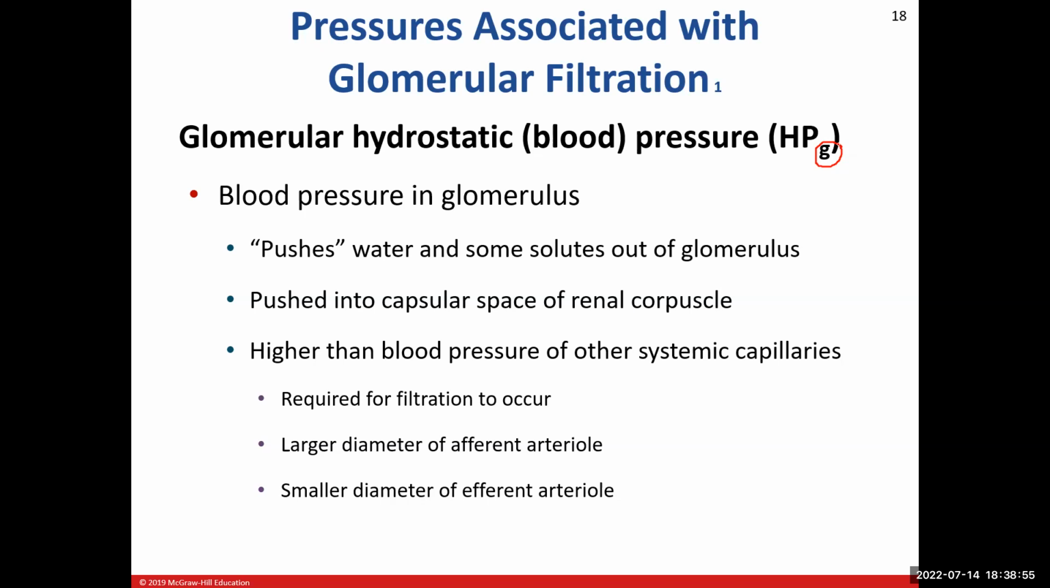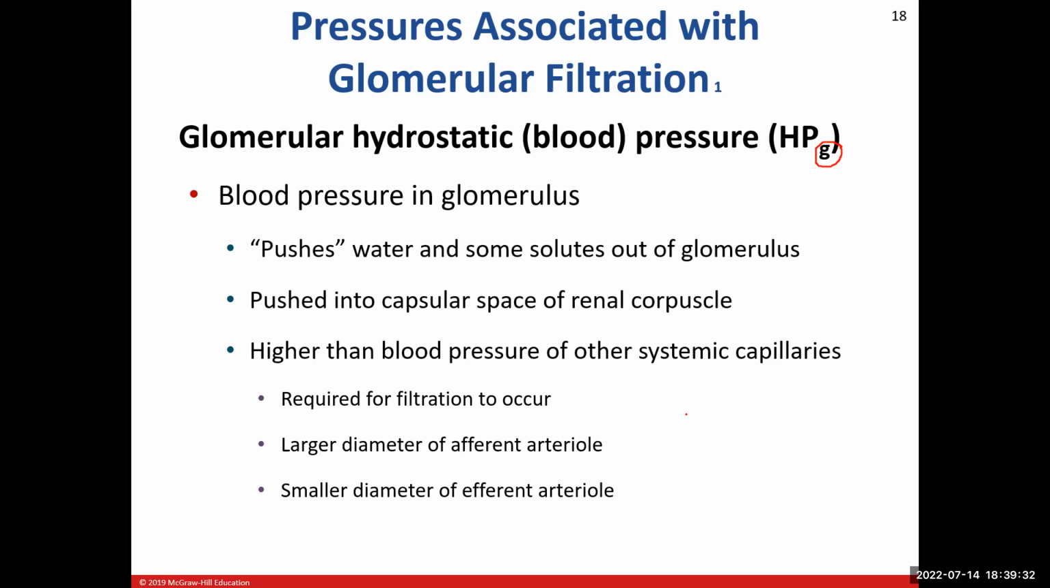And so obviously, if we have higher pressure in the glomerulus, then we are going to see movement of the materials from the blood into the capsular space. If it's a lower pressure, we won't see that movement occur. So how do we increase the pressure in that area, or how do we decrease it? Well, that means we have to deal with the blood coming into the glomerulus and the blood exiting the glomerulus.